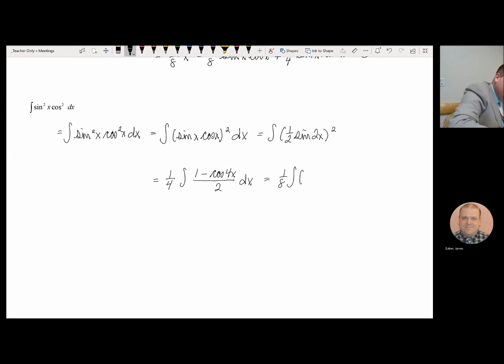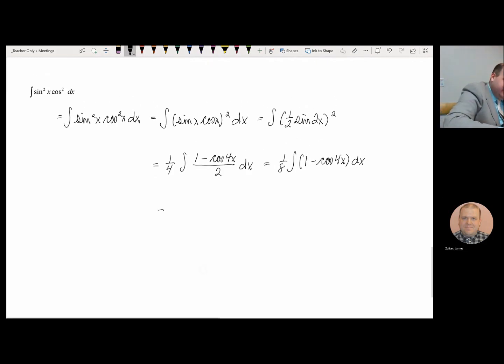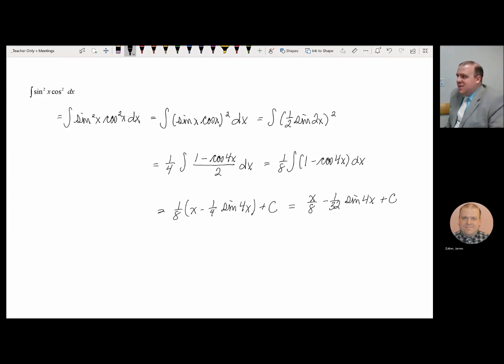Factor out the 1/2. Antiderivative of 1 is just x. Antiderivative of cosine of 4x is 1/4 sine of 4x. And so there's the antiderivative.